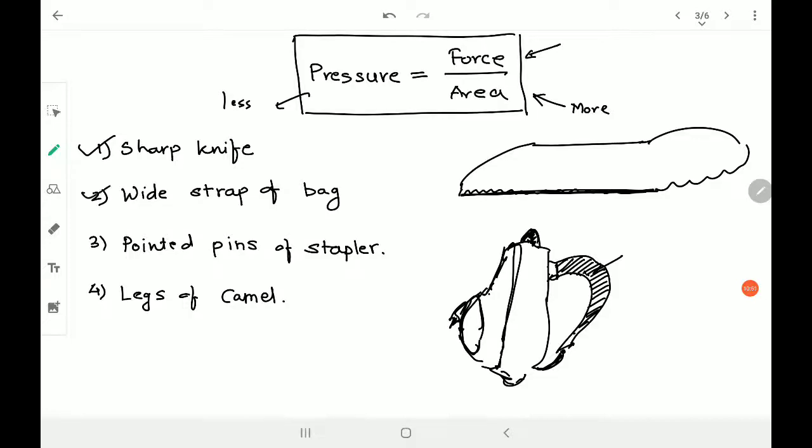You must have observed the pointed pins of the stapler. It's not called stapler pins, it's called staples, but for your understanding I'm considering it as stapler pins. Those staples have a very pointed tip. If you observe it closely, you take it and observe it once, it has a very pointed tip. This is your stapler staple.